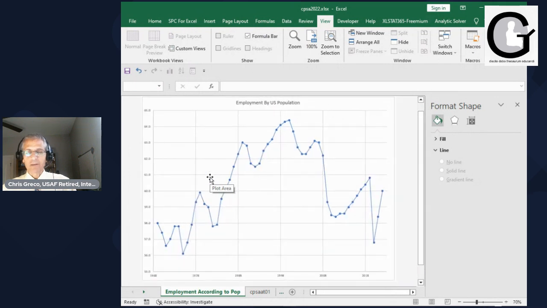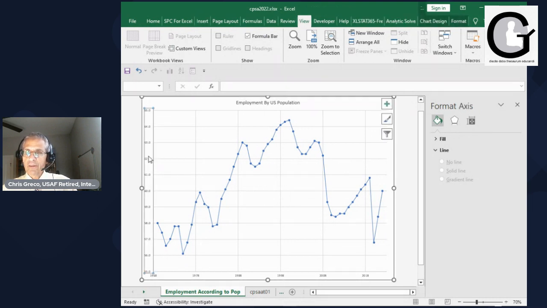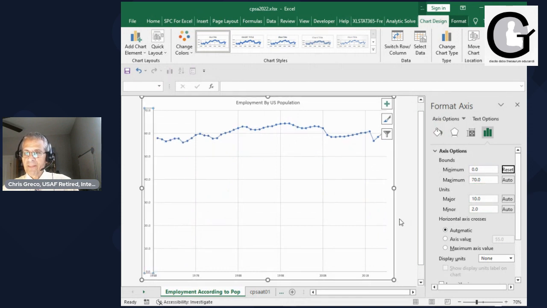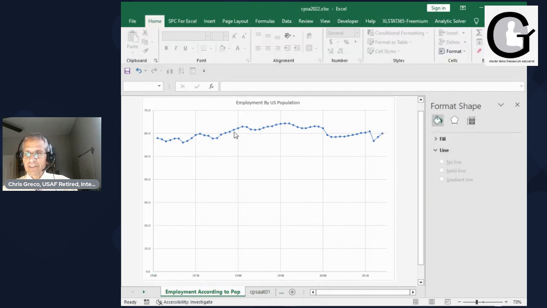I'm sorry, and I'm not busting on the US government because I worked for them for a long time, but this is how you present a graph, and it is very, very misleading. So what you do is you go to the actual option here, the format axis option, and instead of 55, I'm going to put 0. Now look what happens to the graph. I mean, look at this. Does that look like there's much change here?